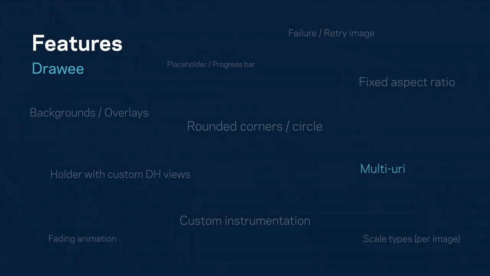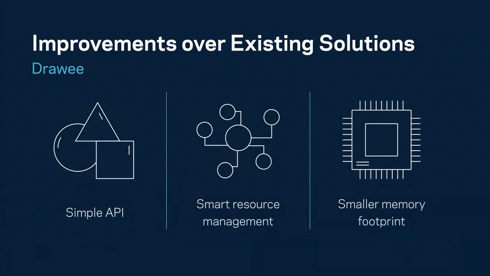Features. There are many features Drawee provides, and I'll just mention a few of them. For example, rounded corners is a commonly used feature that is surprisingly hard to get right on Android. Then sometimes we might want to display a low-quality image until the final image is ready, and to do that, we just need to specify those two URIs, and Drawee will do the rest for us. And finally, as we've seen earlier, we might want to use a different scale type for the placeholder image than for the actual image. And all those things and many more Drawee provides out of the box. So some of the improvements over the existing solutions include simpler API, smarter resource management, a richer feature set, and smaller memory footprint.